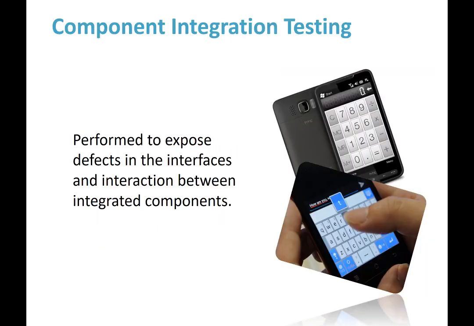So component integration testing is performed to expose defects in the interfaces and interaction between integrated components. So on the right hand side, I've got a couple of images that kind of highlights that. Looking at the bottom one first, we can see there we've got a keyboard. So having that keyboard displayed and taking input could be described as one component, and then seeing that text actually appear on the screen as a different component. So one's used for text input, another component will display the text. Do those two components operate together as per the specification?